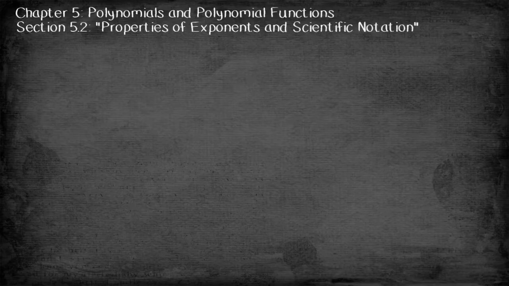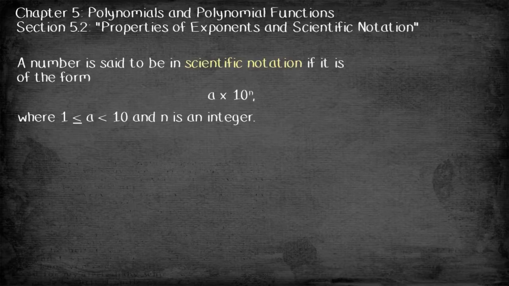Before we get to multiplying polynomials, I just want to talk real quick about scientific notation and what that is. A number is said to be in scientific notation if it looks like a number times 10 to the n, where that number is between 1 and 10, and n is an integer. You might see it on your calculator as something like this.